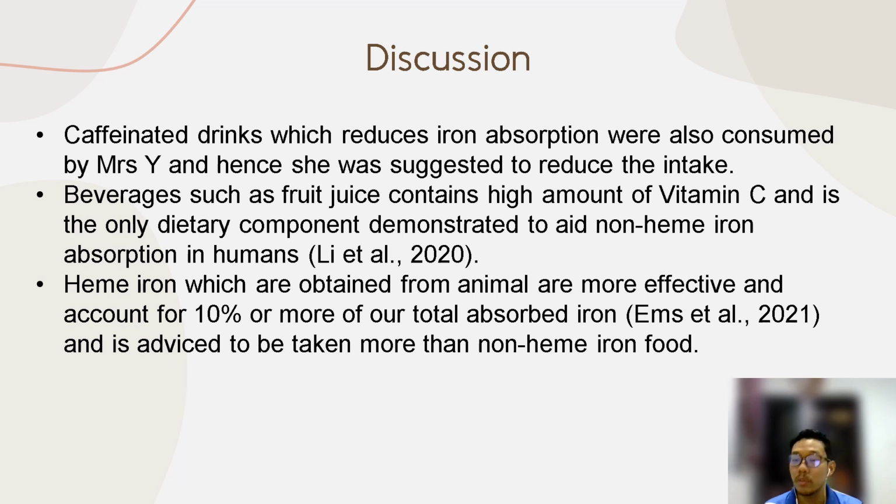Beverages such as fruit juice contain a high amount of vitamin C, which is the only dietary component demonstrated to aid non-heme iron absorption in humans, according to Lee et al. in 2020. Heme iron, which is obtained from animals, is more effective and accounts for 10% or more of our total absorbed iron, based on Ames et al. in 2021, and is advised to be taken more than non-heme iron foods.